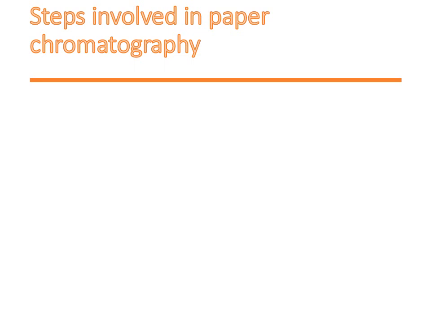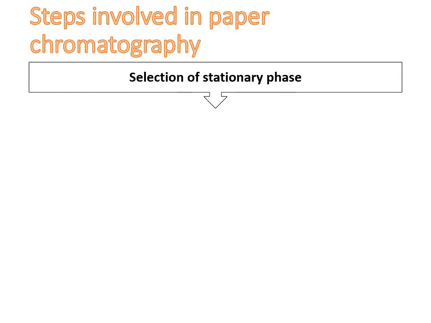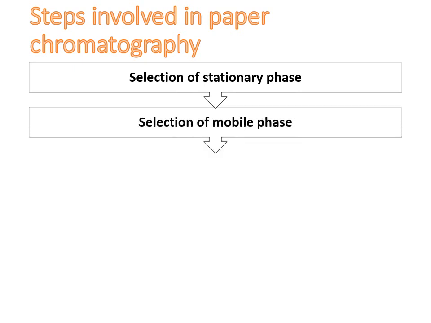Let us now look at the various steps involved in the paper chromatographic separation. In any chromatography, the most important point is selection of the stationary phase. Now since this is paper chromatography, a suitable paper is taken. Mobile phase is then selected and prepared. That totally depends on which compounds are to be separated.